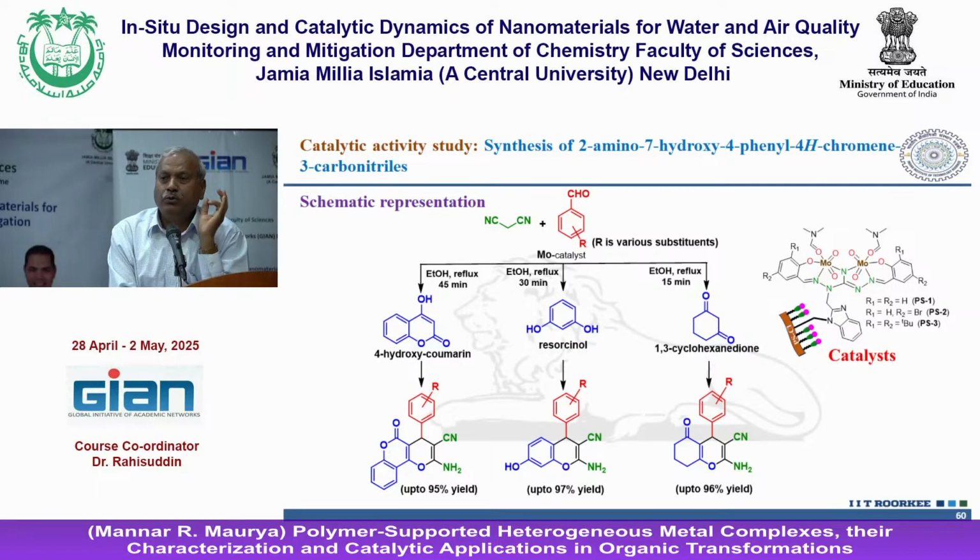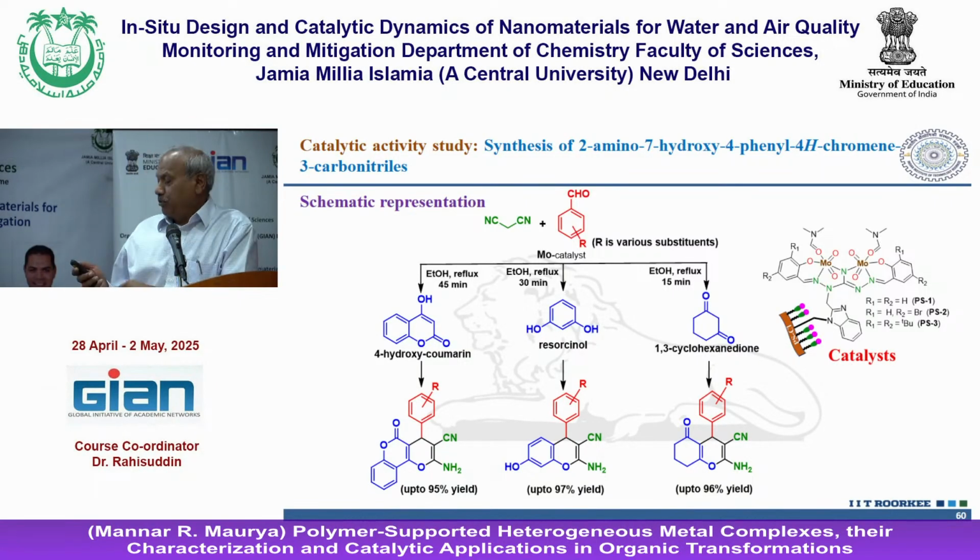100% selectivity, pure products. You do not require chromatography, because organic chemistry means chromatography. That is sure. Any heterocyclic compound you make, unless you purify by column chromatography, you are not getting pure products. But this is giving almost 99 plus percent purity.